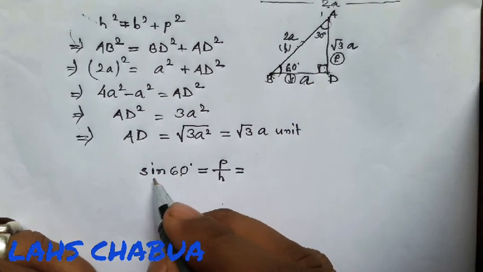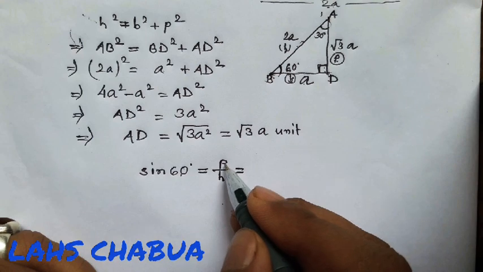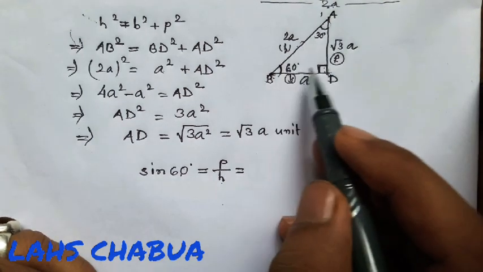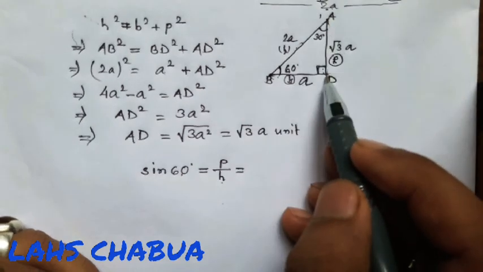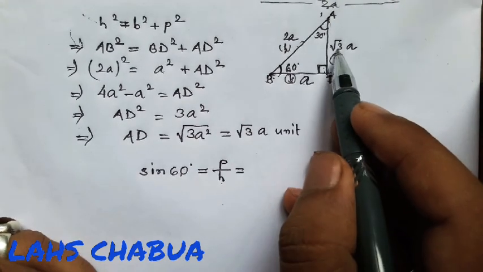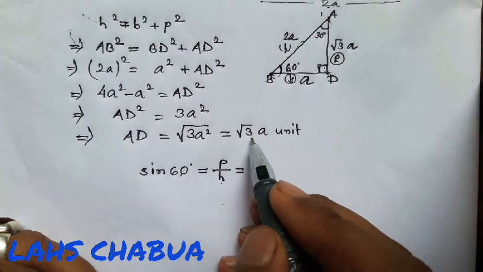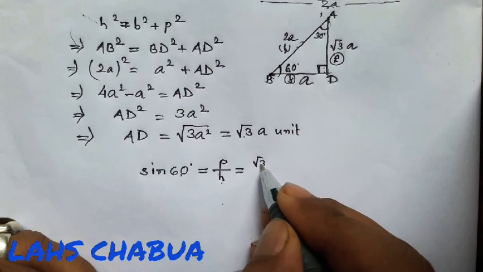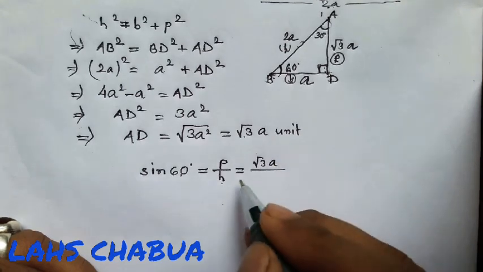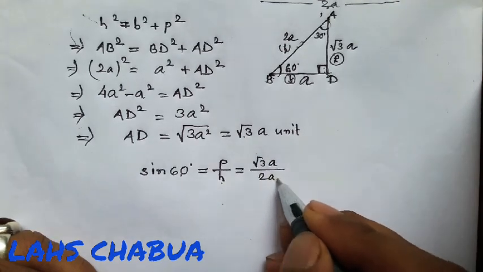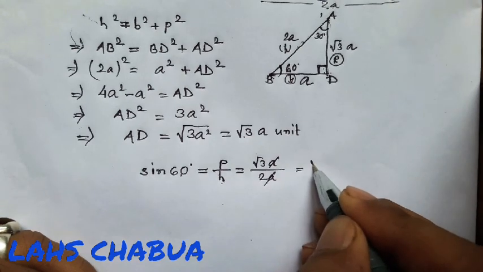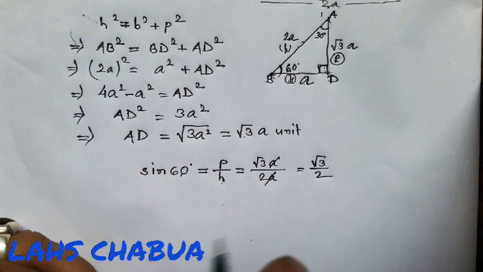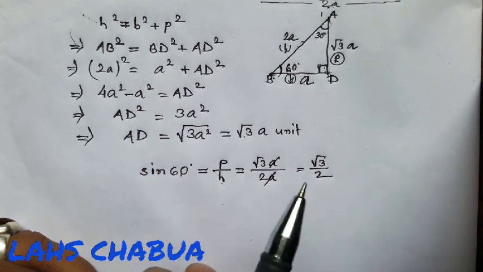So to get the value of sine 60 degree, the sine ratio is perpendicular upon hypotenuse. Now see in the figure, which one is perpendicular? AD is perpendicular, and from our calculation, the length of AD we got is root 3A unit. Root 3A upon hypotenuse, hypotenuse is 2A. A and A cancelled. So root 3 by 2. See, sin 60 degree value we got is root 3 by 2.